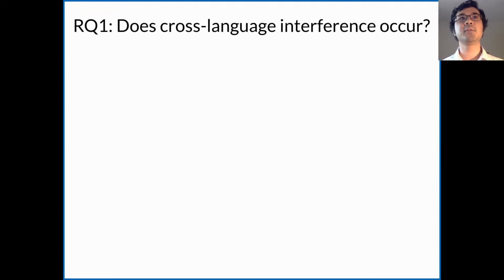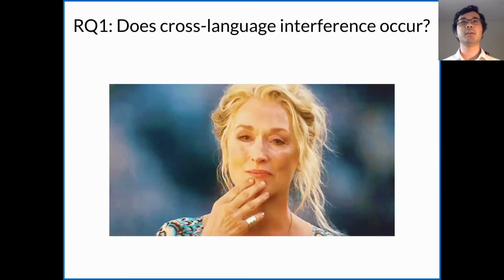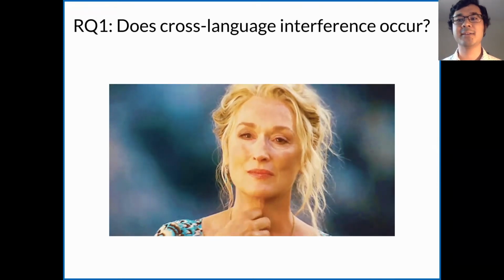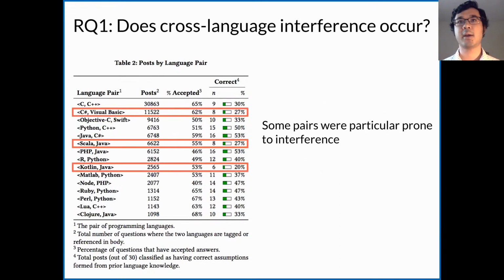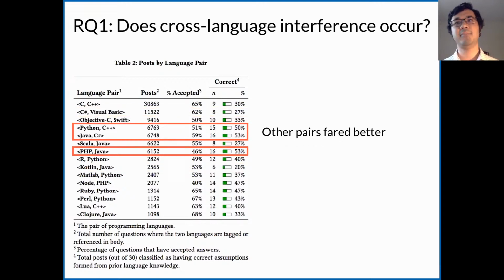So what are the results for RQ1? Well, it's not that uplifting: 61% of the 450 posts contained incorrect assumptions about the target language, and only 39% were correct. Some of these pairs were particularly prone to interference, which is interesting because if you look at the languages in each pair, they look very similar. Some of them fared better, but not that much. So we still had some questions.